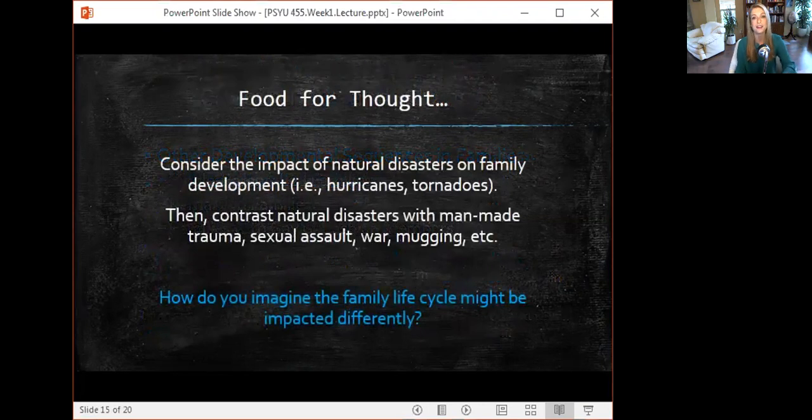So, food for thought on this section. I would like for you to consider the impact of natural disasters on family development. Hurricanes, tornadoes. How do you think that it would impact the development of the family system? And then contrast those ideas with the impact that natural disasters might have with man-made trauma, sexual assault, war, mugging, etc. How do you imagine that the family life cycle might be impacted differently by these external types of factors?